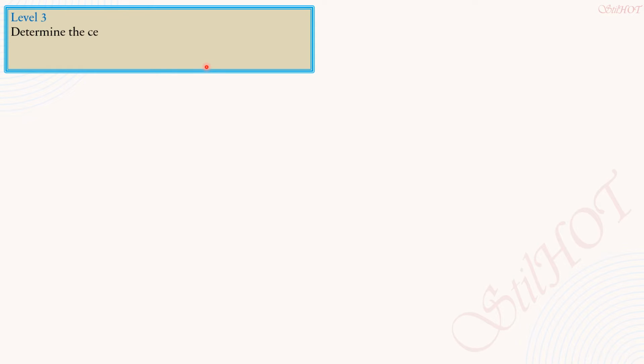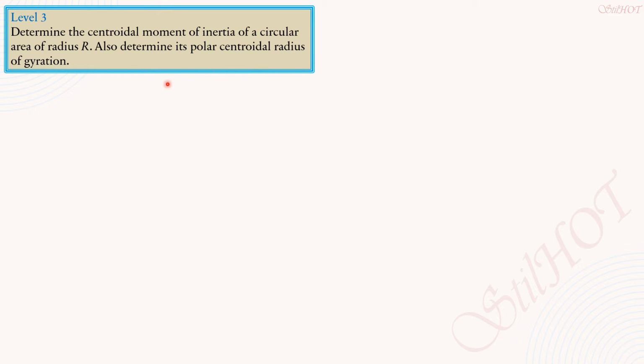Level 3. Determine the centroidal moment of inertia of a circular area of radius r. Also determine its polar centroidal radius of gyration. So let's have the orientation for the solution.